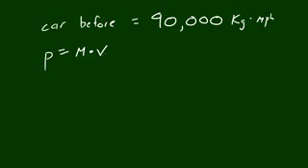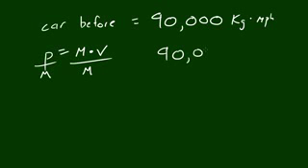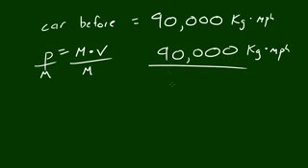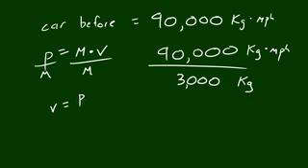Now, in order to get velocity alone, and you guys should already know this, I probably shouldn't even have explained this, but okay, calm down, Bucky. We divide both sides by the mass. In this case, the total momentum of the car is 90,000 kilograms times miles per hour. And if you forgot, the total mass of the car alone, not the entire system, but only the car, was 3,000 kilograms.